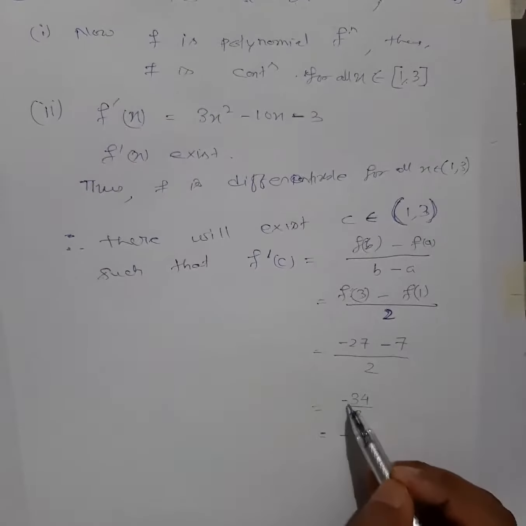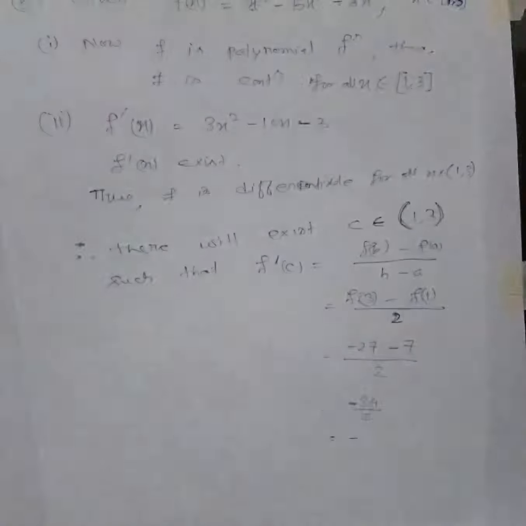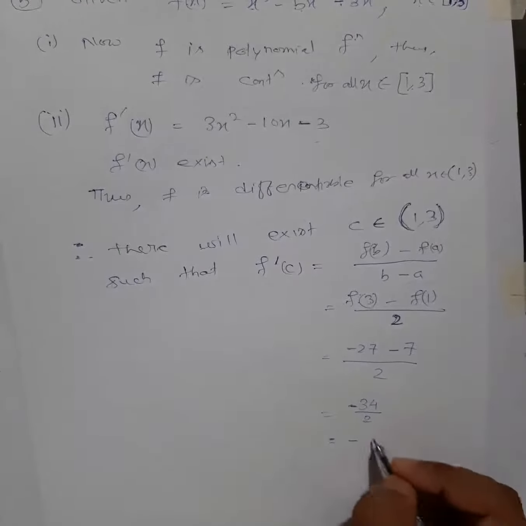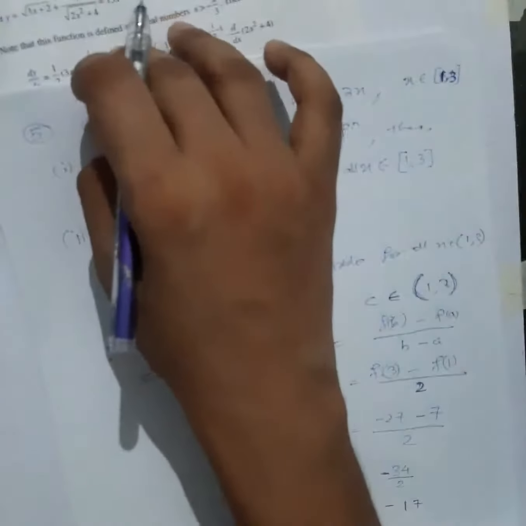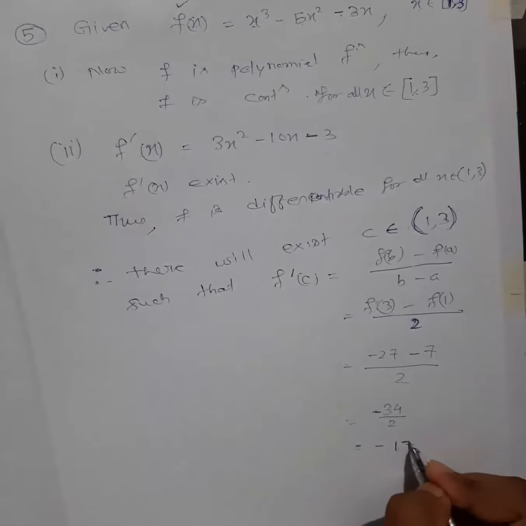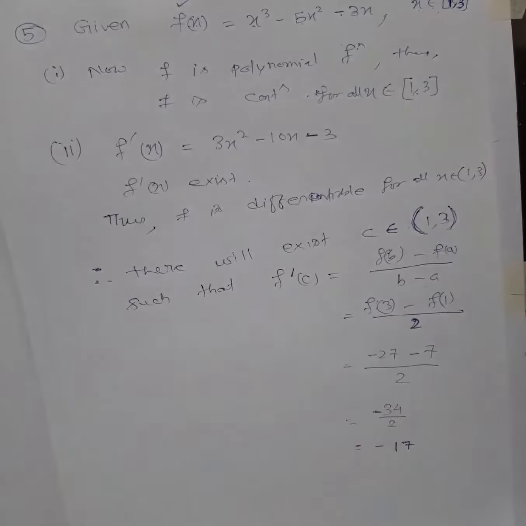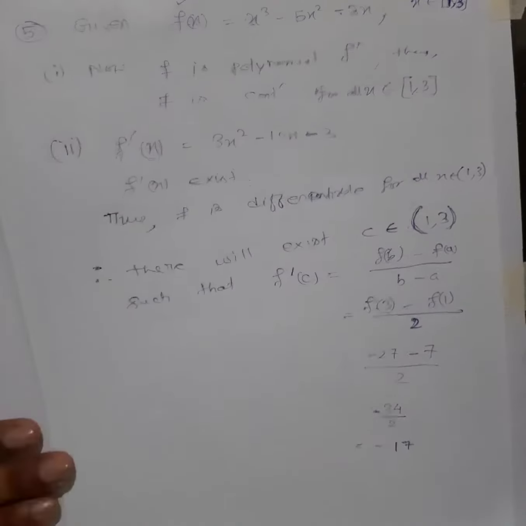Okay, in this case they have also asked you to find something. Yes, so f dash c is equal to how much? Minus 17.